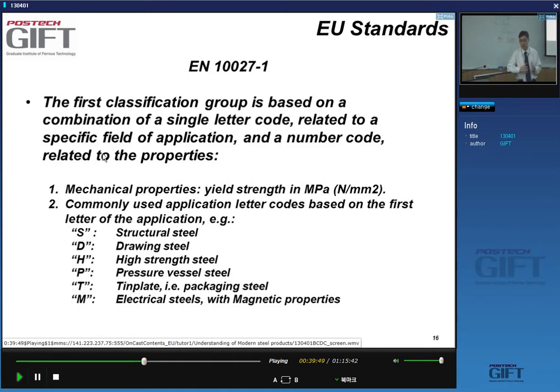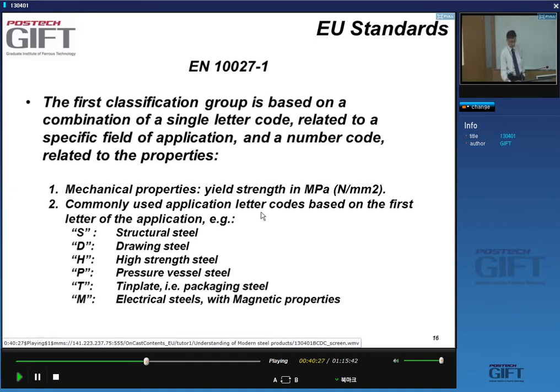If it's a rail, that number will be the hardness, right? So depending on the application, the number information that follows the application information depends on the application, basically. So what are these numbers? Typically, for instance, the mechanical properties, usually the yield strength in megapascals, that's in newtons per square millimeter.